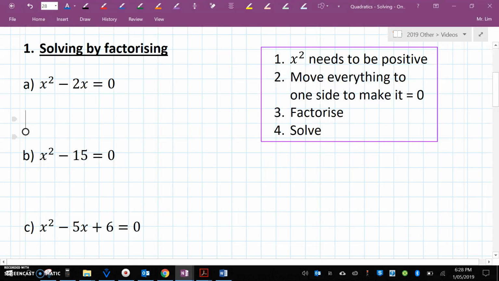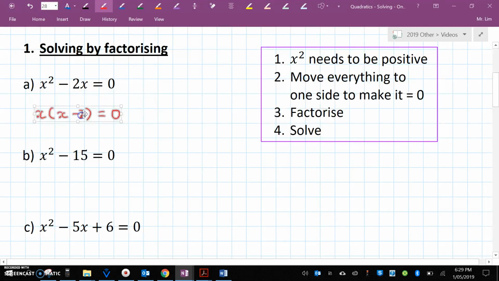Is x squared positive? Yes, it is. So we don't need to do anything. Is it already equal to 0? Yes, it is. So we don't need to do anything. Is it factorized? No, it's not. So we need to factorize. So let's factorize this. We take out a common factor of x. That leaves us with x times x minus 2 is equal to 0.